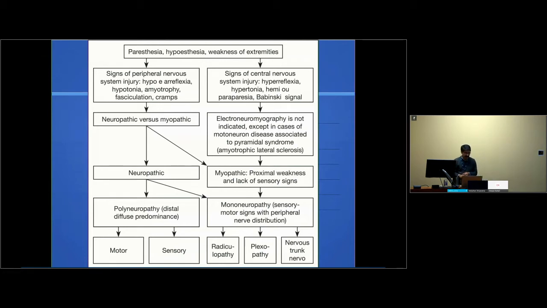But for neuropathic, you can, on examination, look at what the sensory deficits are, what the motor deficits are, and then whether your clinical picture is suggestive of a radiculopathy, a plexopathy, or a mononeuropathy, and EMG will help you with confirmation of that diagnosis.